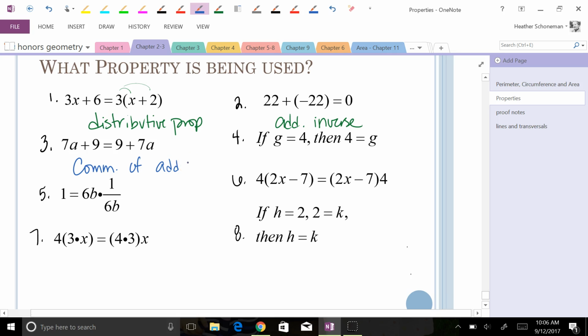Okay, number 4 is an if-then statement. We only have 2 properties that are an if-then. So that's really the symmetric and the transitive. So if g equals 4, then 4 equals g. And you can write it on the other side of the equal sign. So this is the symmetric property.